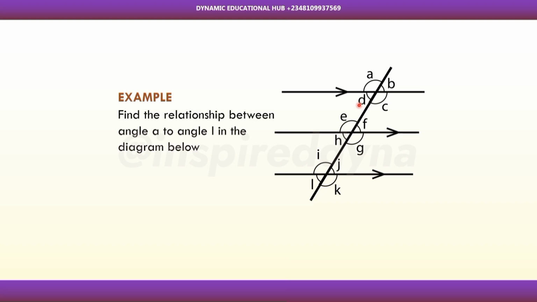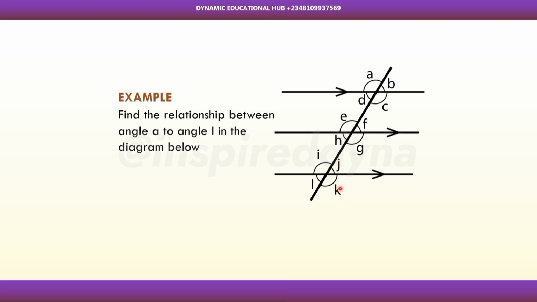D here will be equal to B. Opposite angle. D here will be equal to H. Corresponding angle. D here will be equal to L. Corresponding angle. And D here will be equal to F. Alternate angle. D here will be equal to J. Alternate angle.